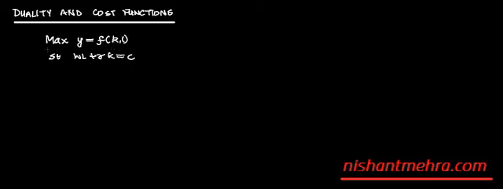This is your production. So a firm can maximize production subject to a given cost, or it can minimize cost subject to a given level of output. So it can either maximize production subject to a given cost, or it can minimize cost subject to a given production.